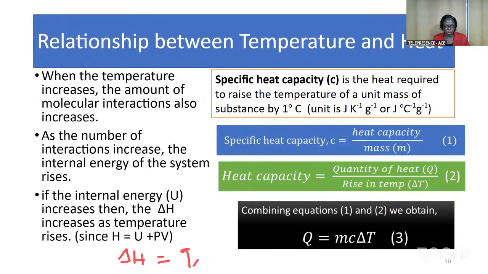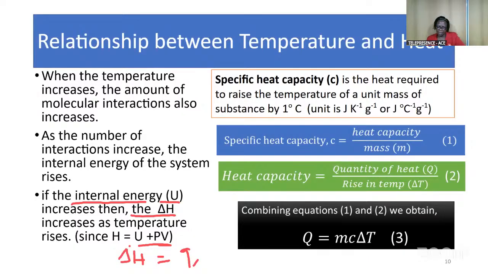When you increase temperature, the amount of molecular interaction also increases. As you increase temperature, it means you are supplying more energy to the system and you are increasing the intermolecular attraction or interaction. So as molecular interaction increases, you increase the internal energy of that system, which is U. As it increases, you increase delta H, because you know that H is actually U plus PV. So as you increase temperature, you increase H overall.